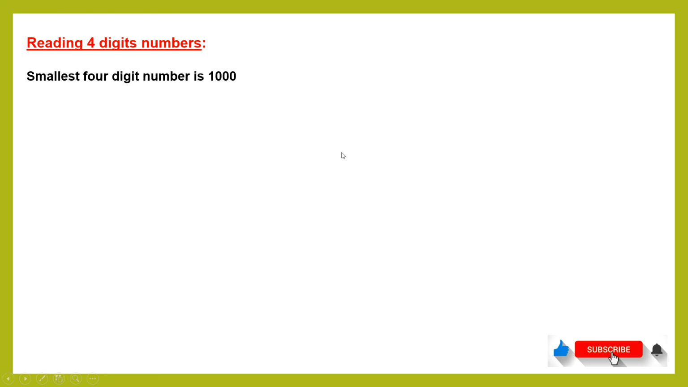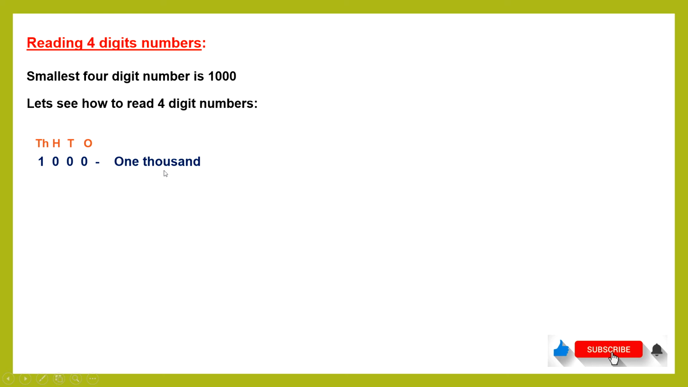Reading 4-digit numbers. Now we know the smallest 4-digit number is 1000. So let's see how to read 4-digit numbers. If you look at this number, this is a 4-digit number, and if you look at the places, it is ones, tens, this 0 is at hundreds place, this 1 is at thousands place. So zeros don't hold any place value, and this is the only digit we read. So we read it like 1000 because 1 is at thousands place. We read this number as 1000.